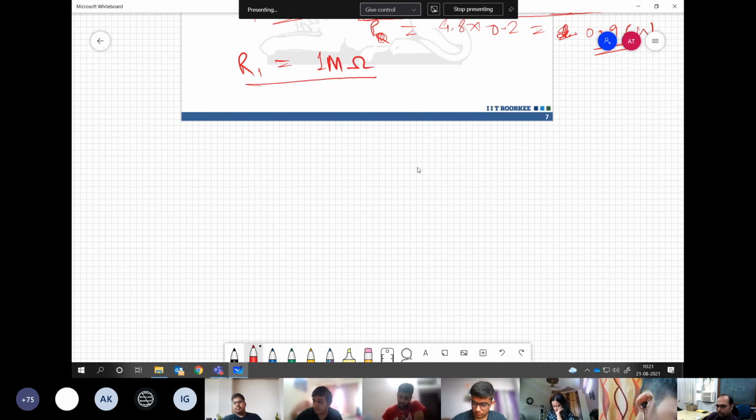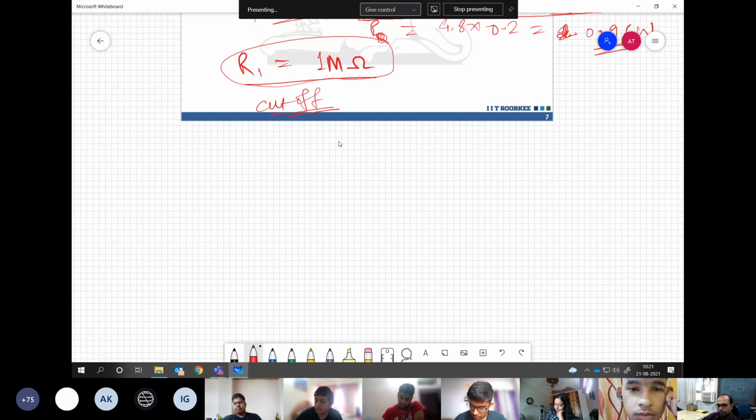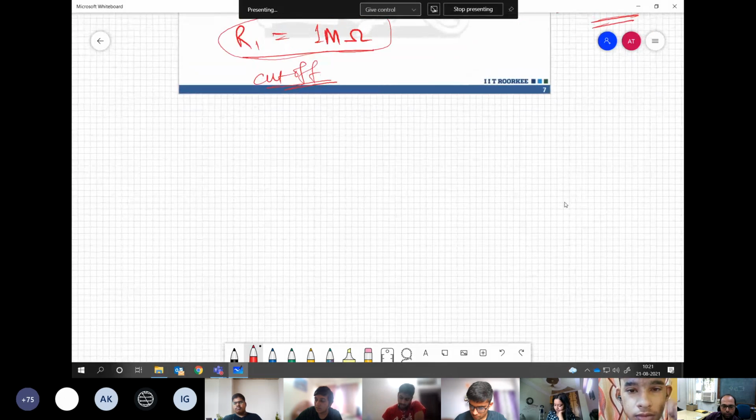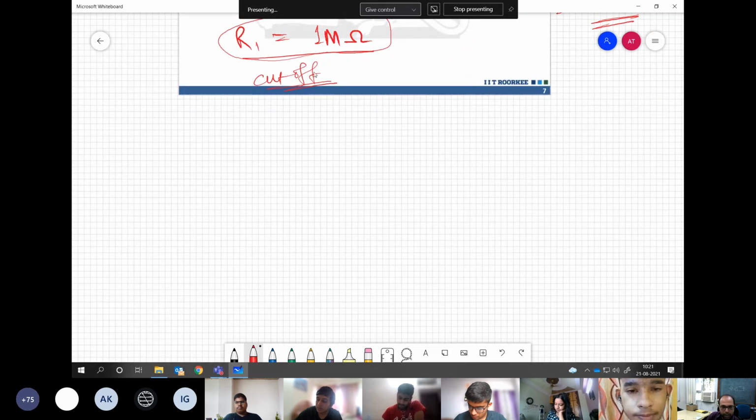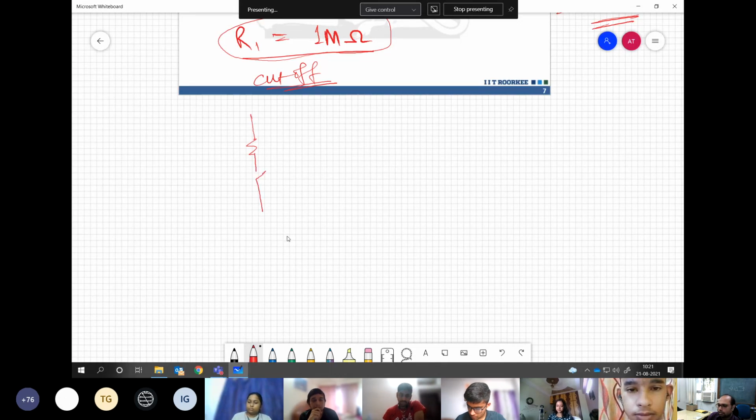Now, what will happen? Yes, of course, the current will be very small, power loss will be very small. That's okay. But what is happening in the cutoff zone? When the device is in cutoff zone, what will happen? Now, we have understood that whenever any device is going into cutoff zone, it is like an open switch, isn't it?